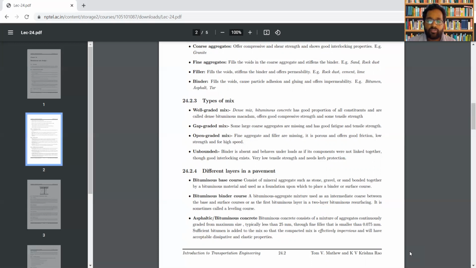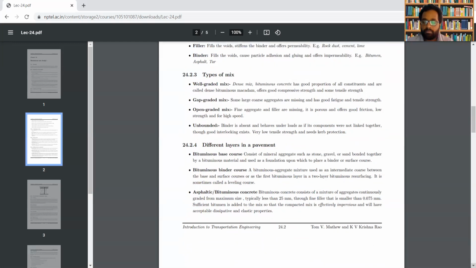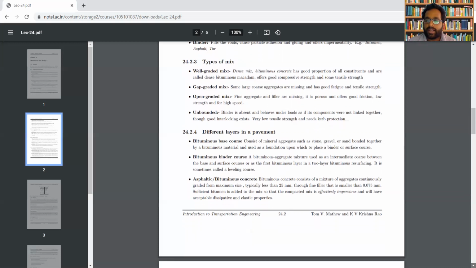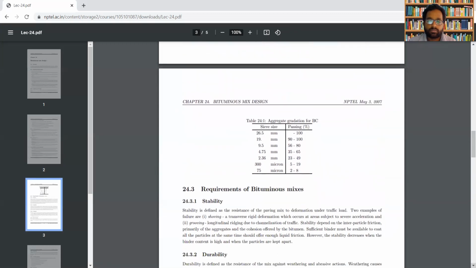Next type of layer is asphaltic or bituminous concrete. Bituminous concrete means a mixture of aggregates that is continuously graded from the maximum size, typically less than 25 mm, through fine filler that is smaller than 0.075 mm. Into this mix, sufficient bitumen is added so that the compacted mix is effectively impervious, and will have acceptable dissipative and elastic properties.